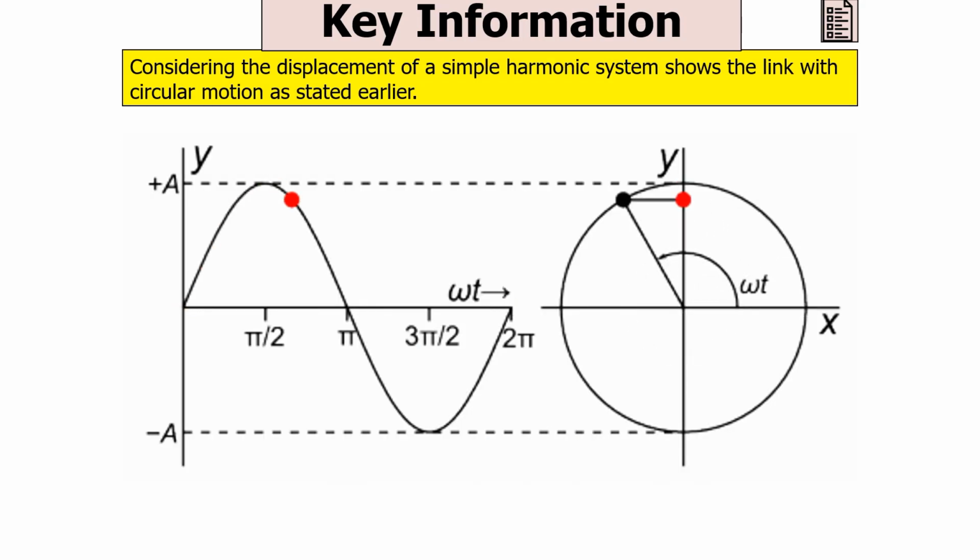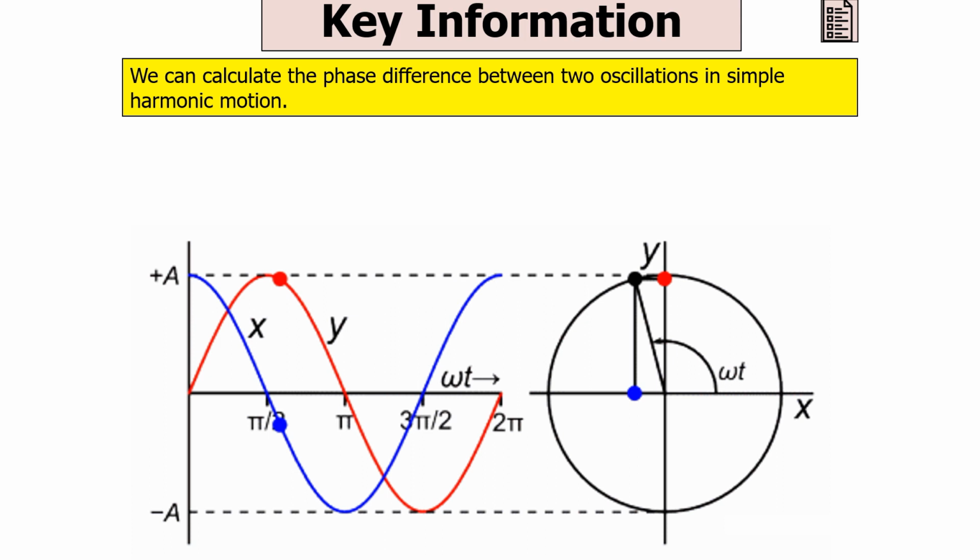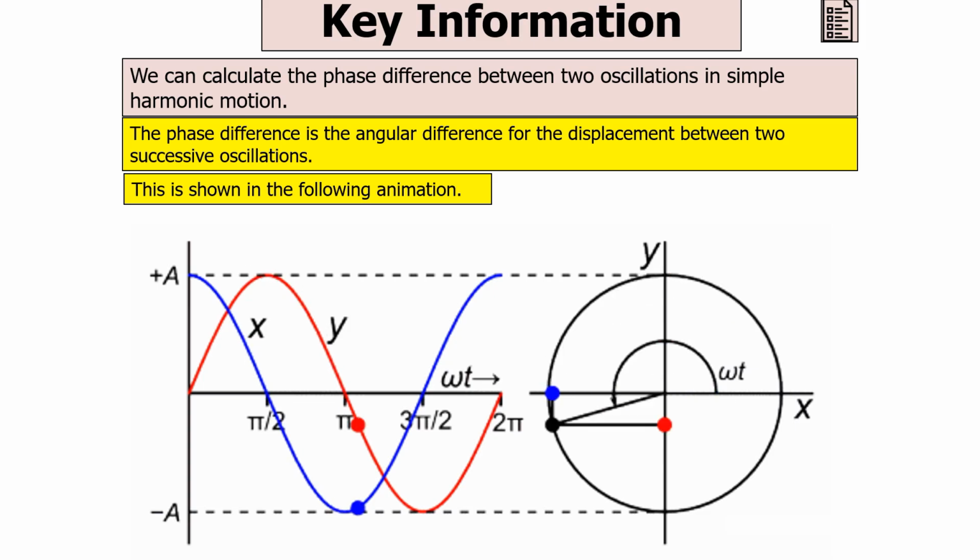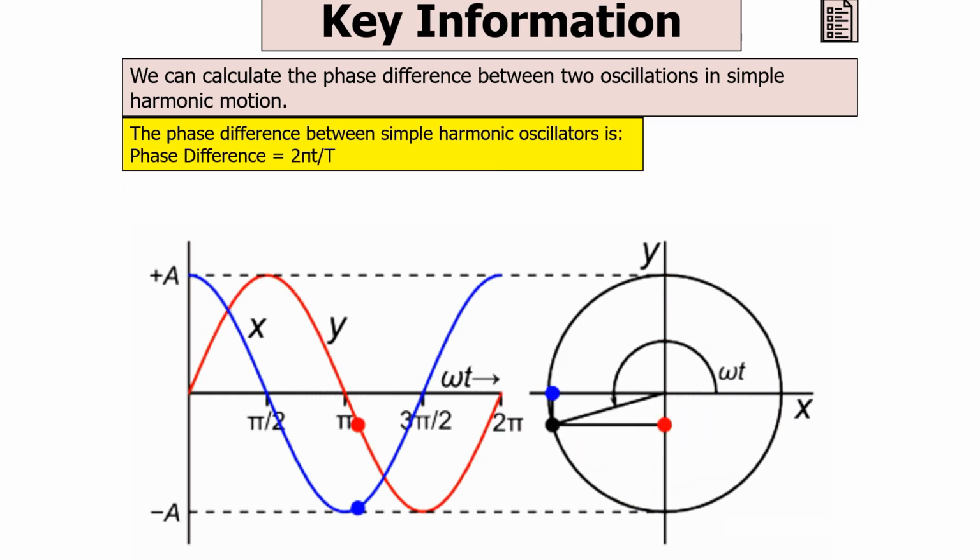Now considering the displacement of a simple harmonic system shows the link with circular motion stated earlier in the following animation. Now we can calculate the phase difference between two oscillations in simple harmonic motion. The phase difference is the angular difference for the displacement between two successive oscillations, which is shown in the following animation. Now the phase difference between simple harmonic oscillators is equal to 2 pi t over T.